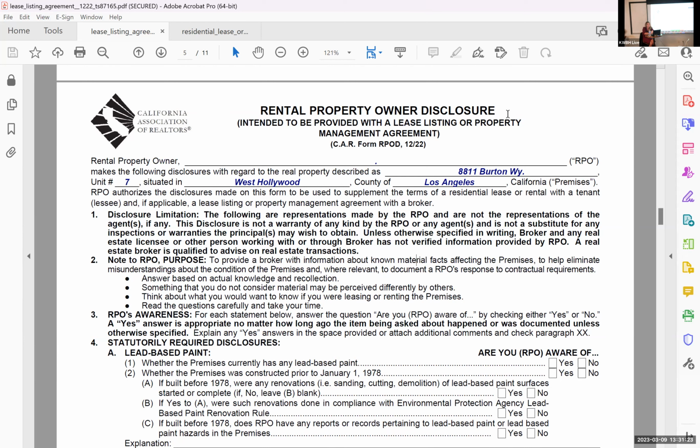I cannot rent out this other house because it's a single family. It can only be rented together. So I cannot do this for you. That's smart. Yeah. So this property owner disclosure is to help you as well.